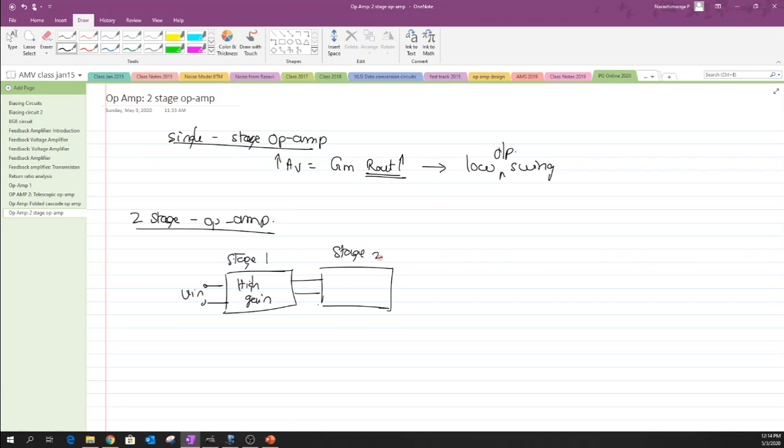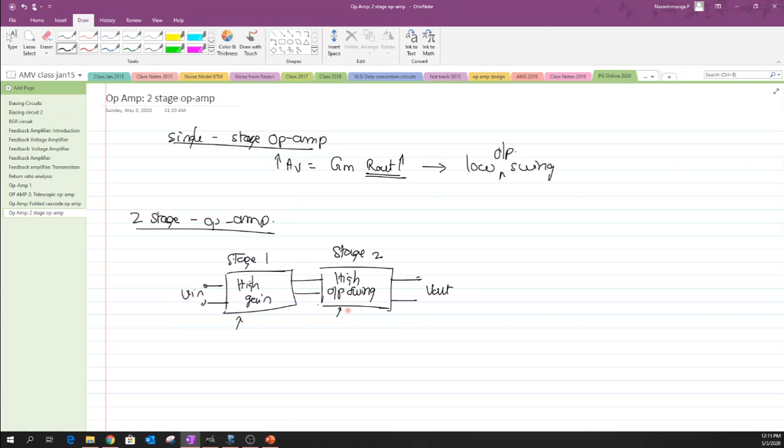Now stage 2 is intended to create what is known as high output swing. In this case the gain would be minimal, but the point is that we want a high output swing just by making use of the second stage, and we tap the output as V out. This could be applied even for a single ended structure as well, and this is the general configuration that we have. So we generally have two stages: the first stage is meant for high gain, the second stage is meant for high output swing.